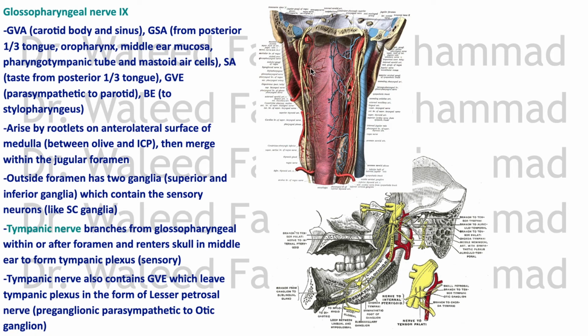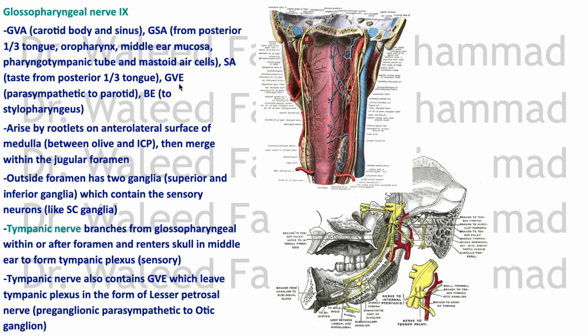Remember, the glossopharyngeal carries general visceral afferents because we talked about its carotid body and sinus branch, its sensation from the visceral organs, the carotid body and sinus that control the oxygen tension and the pressure in the carotid arteries. It also carries general sensation from the posterior one-third of the tongue, so GSA, general somatic afferents. It carries taste from the posterior one-third and the vallate papillae, so special afferents.